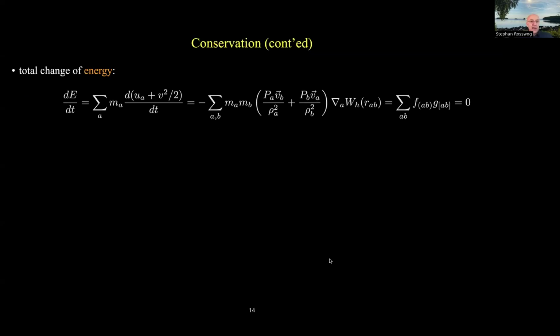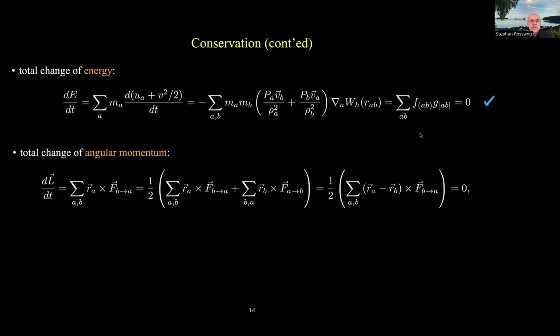Now, for energy, you can do the same thing. As I said, we look just at the simplest possible case. So we have the internal energy and the kinetic energy. Take the time derivative, then you see, well, this is our energy equation. Here we can use our momentum equation. You put it all in, then you find something like this. Again, something which is symmetric in the indices and something that is anti-symmetric. So also this sum adds up to exactly 0. So this box is also ticked.